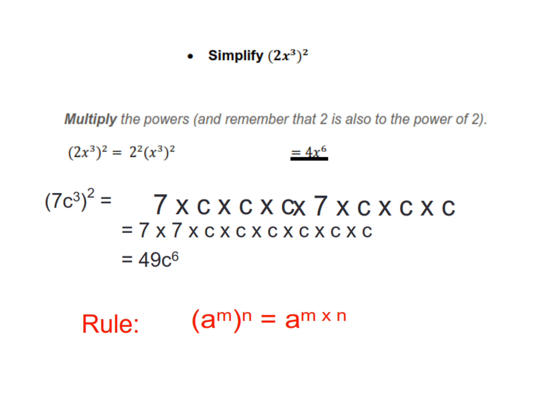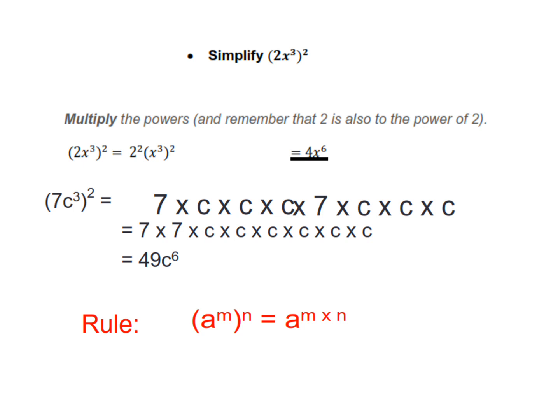Now, the second example is 7c cubed, the whole to the power of 2. That represents 7c cubed multiplied by 7c cubed, that is, 7c cubed twice. So, 7 squared is 49 and c to the power of 3, the whole to the power of 2 gives us c to the power of 6. That is, 3 multiplied by 2 gives us 6.